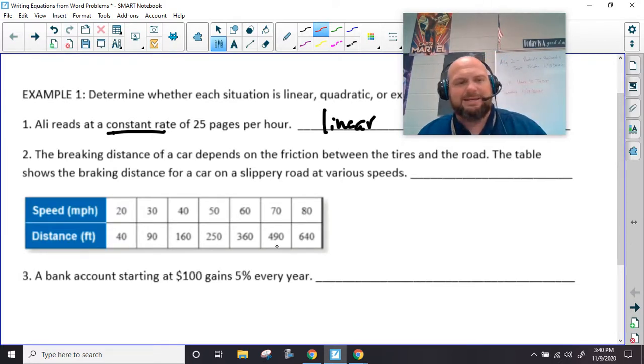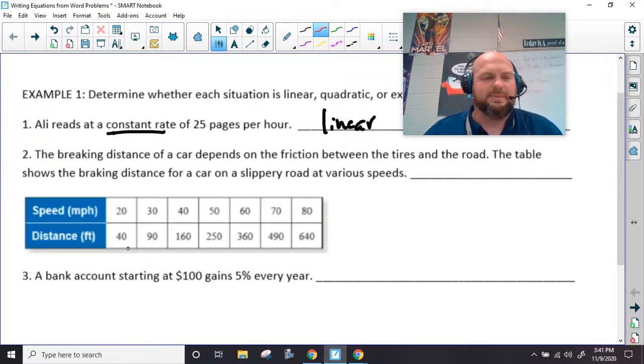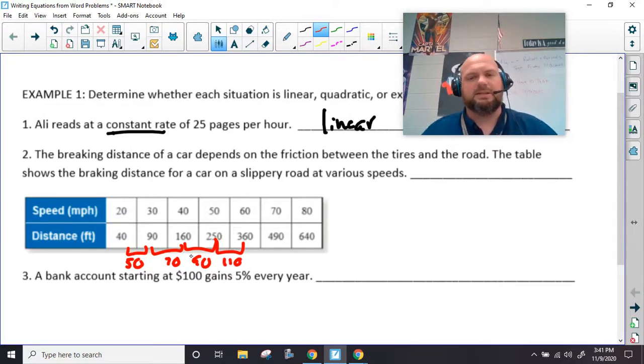Nothing's adding the same or subtracting. So let's kind of look at this a little bit. Let's look at our first differences. Okay, looks like this is 50, this is 70, this is 90, 110. All right, that's our first difference. And if our first difference is the same, it's going to be linear.